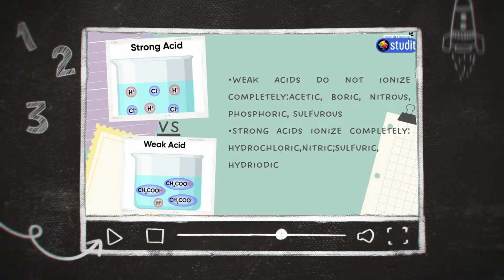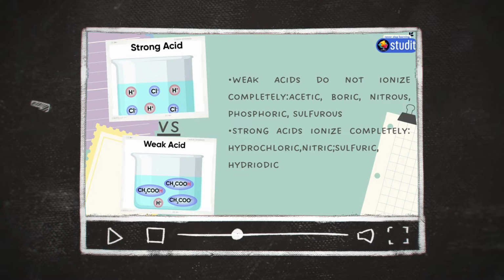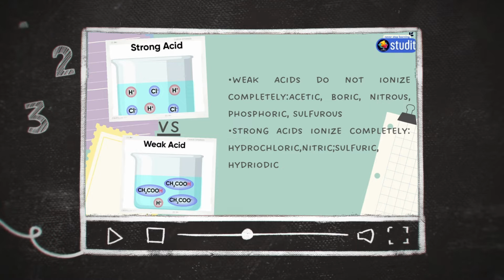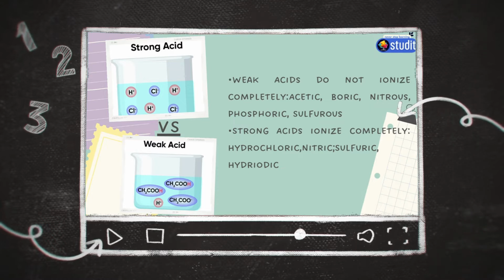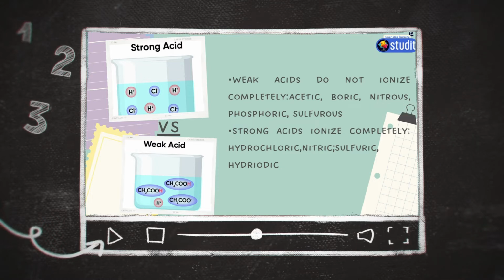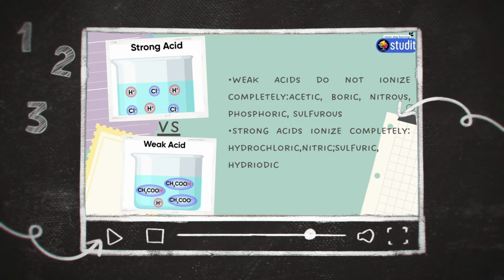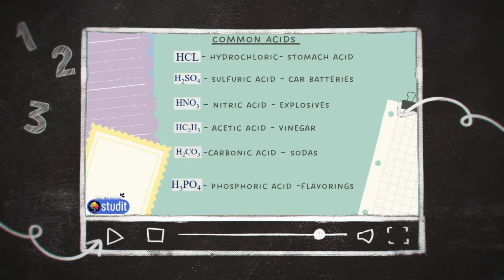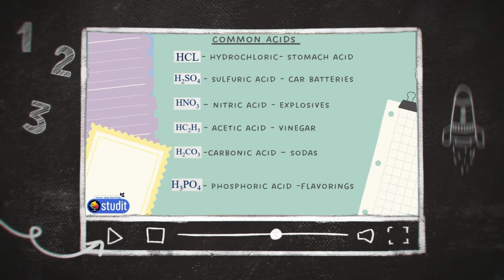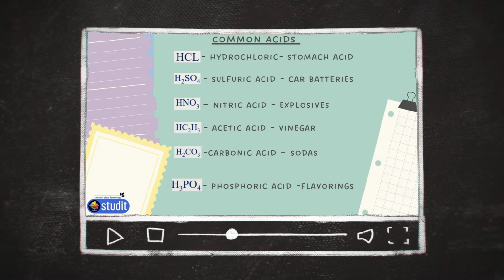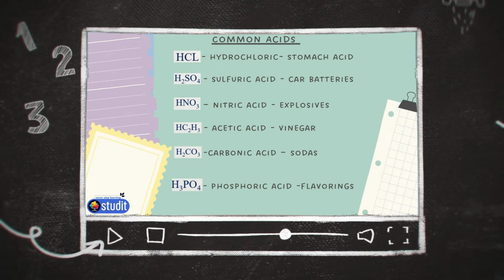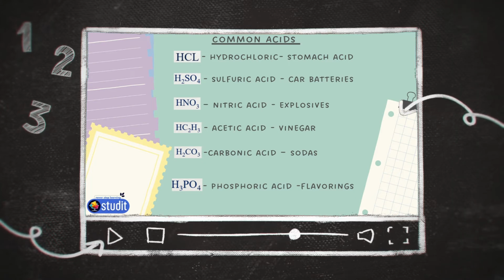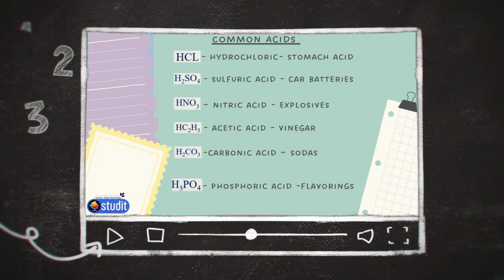Some weak acids are acetic acid, boric acid, nitrous acid and phosphoric acid. And some strong acids we already know about, like hydrochloric acid. We knew about that in the digestive system. And some others are nitric acid, sulfuric acid and hydrochloric acid. Yes, these are the common acids we already know. We always come up with these acids like HCl, hydrochloric acid. We already read about it in the digestive system. Yes or no? Then sulfuric acid.